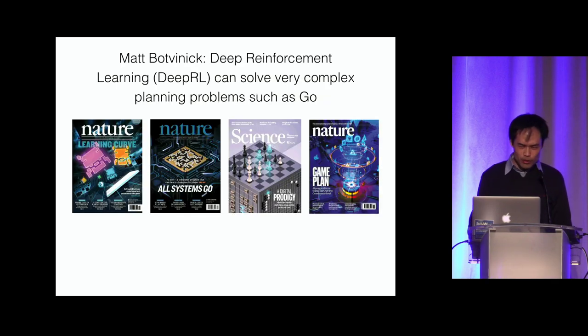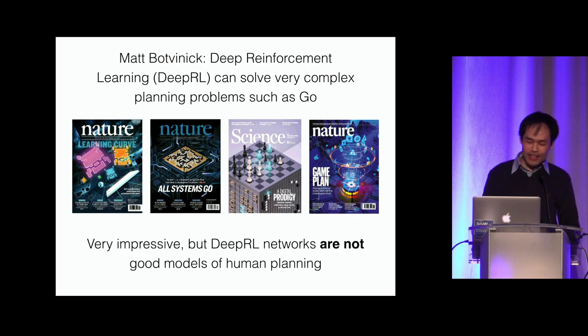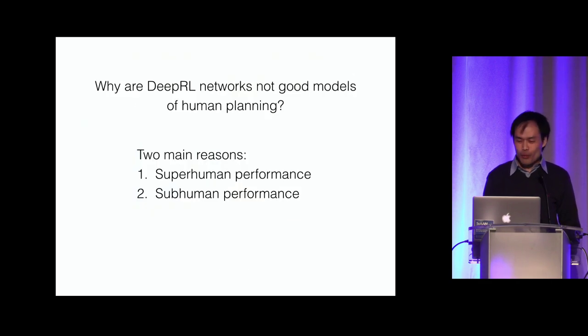So we heard Matt talk about all these high-profile cases where deep reinforcement learning can solve very complex planning problems such as Go. But I'm going to argue that they're not good models of human planning. So why not? Well, there are two main reasons. They're superhuman and they're subhuman. So what do I mean by that?